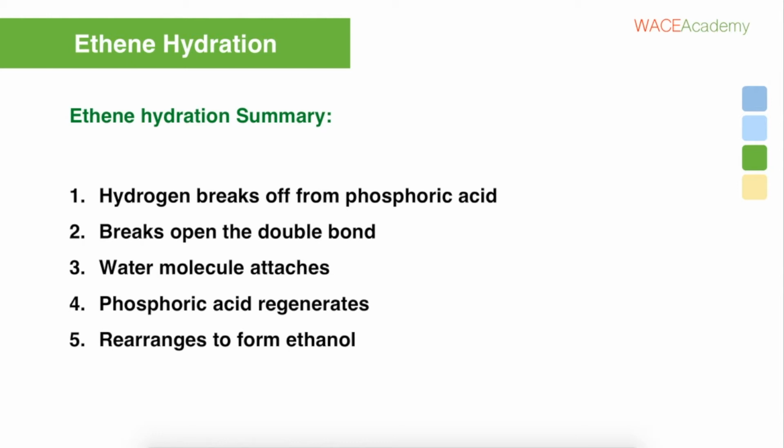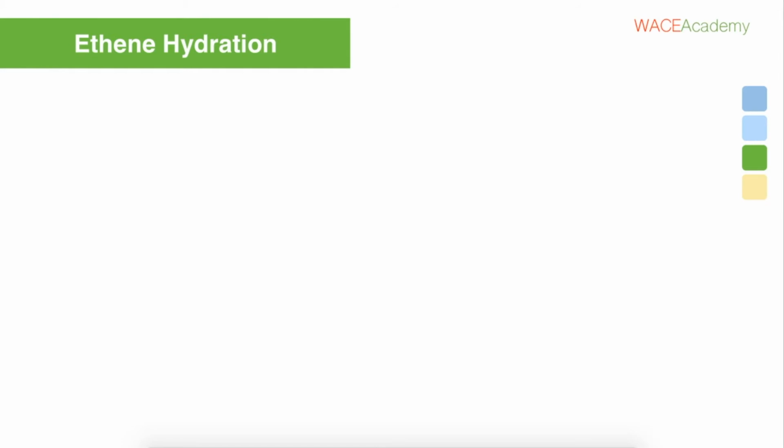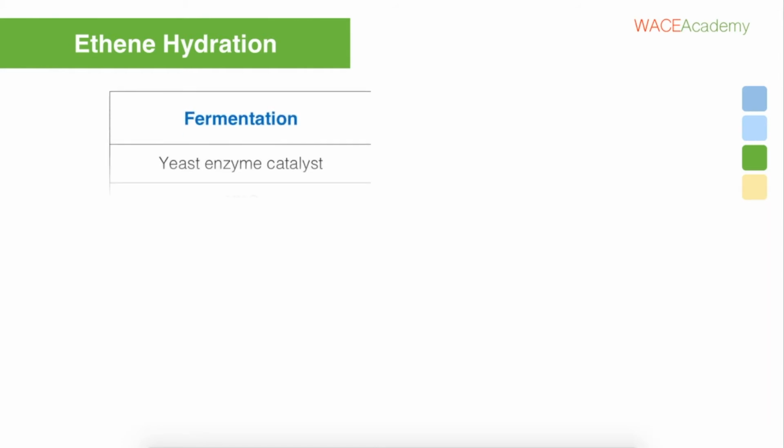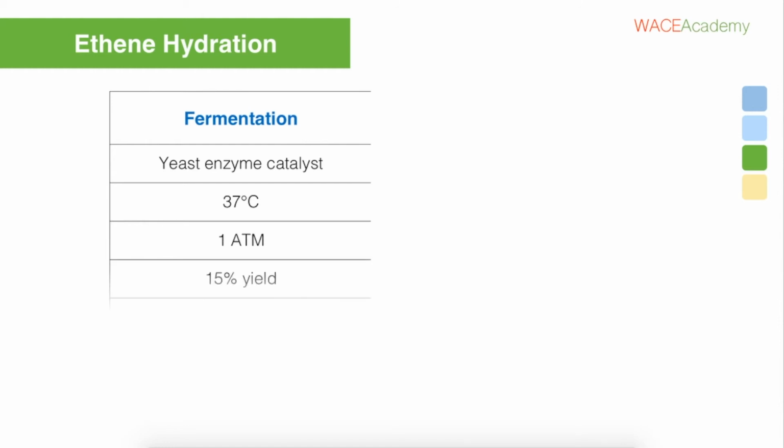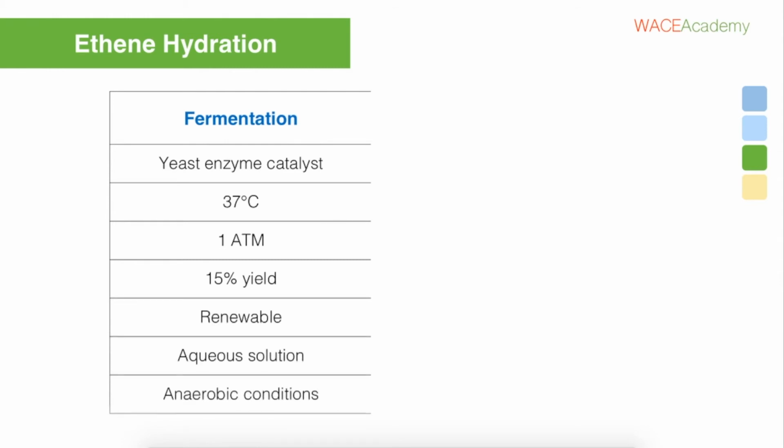Now we've covered both fermentation and the hydration of ethene, let's compare them both side by side. Fermentation is catalyzed by an organic catalyst called an enzyme, in this case yeast, and as such is able to be carried out at 37 degrees Celsius and 1 atmosphere of pressure. The reaction produces only around 15% of ethanol. It is considered a renewable method of production, and all reagents must be dissolved in water and carried out in the presence of no oxygen, which we call anaerobic conditions.